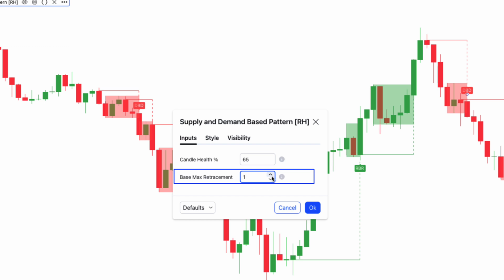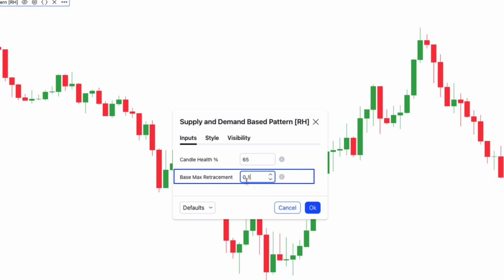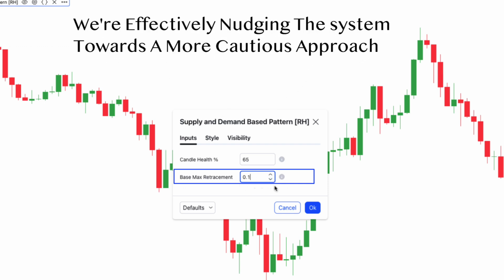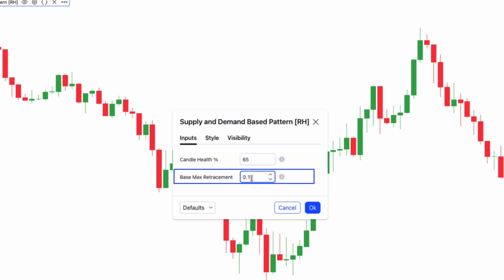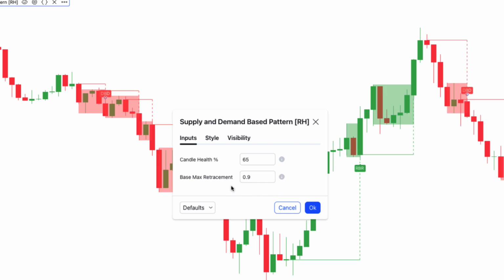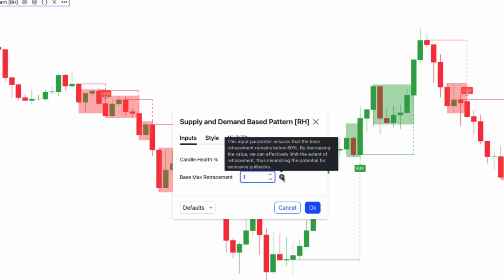The calibration of this value leaves a tangible impact on the overall architecture of the pattern and subsequently on the trading opportunities at hand. If we opt for a lower value, we're effectively nudging the system towards a more cautious approach. This results in more efficient patterns with tighter bases, potentially sidelining some patterns in the process. On the flip side, a higher value welcomes patterns with wider bases, but with it comes the hazard of embracing weaker or less dependable patterns.